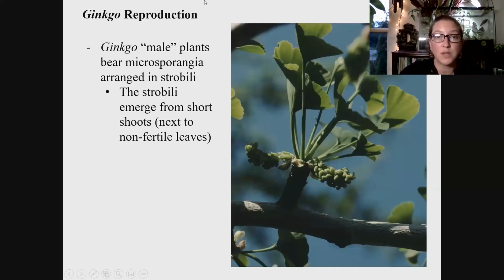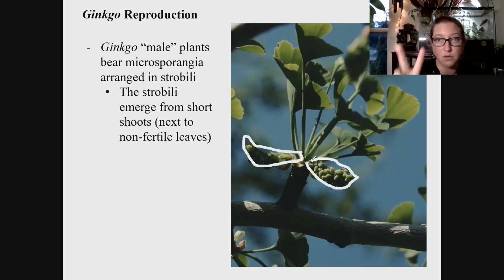Here are the male strobili that grow on those male plants. Here is one strobilus. Here's another strobilus. So two strobili. And just like the ovules, they're going to emerge on the short shoots right next to the regular leaves.